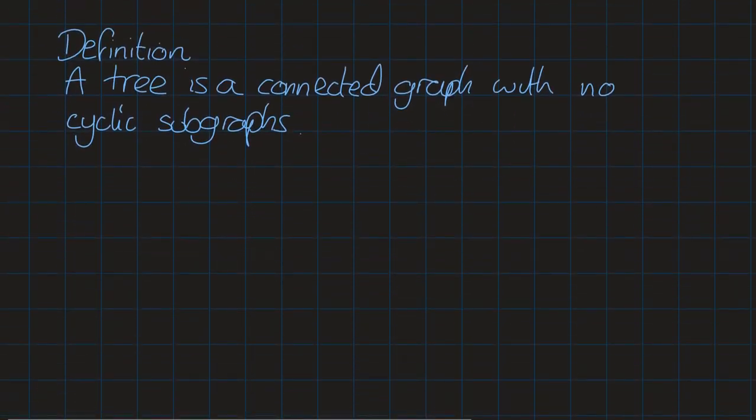Before I continue, I want to emphasize that this is a very important definition. The notion of a tree comes up a lot in graph theory. It's one of the most important types of graph. Okay? So let's begin with the definition. A tree is a connected graph with no cyclic subgraphs. It's connected, which is like a technicality, so it means the graph is in one piece. The most important part of it is that there are no cyclic subgraphs.